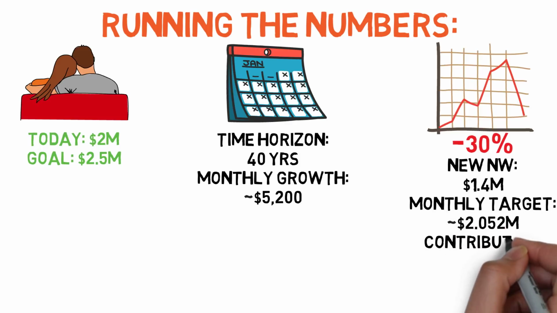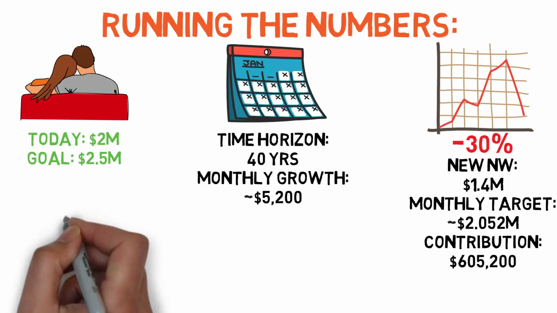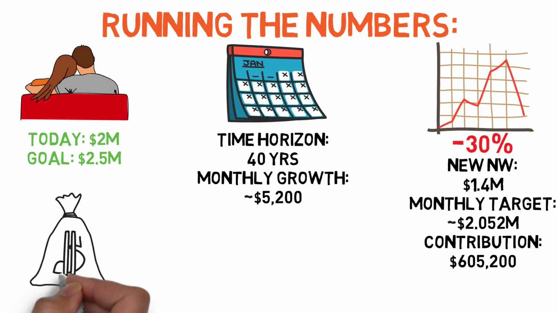Their net worth target for the end of this month is a little over $2,005,200. So they'll need to find a way to contribute some $605,200 to hit that target, or risk falling short of their retirement goals and having to push their retirement party dates back a few years.